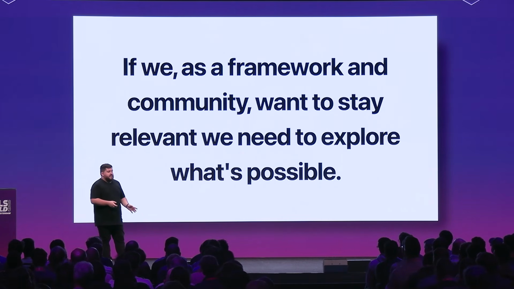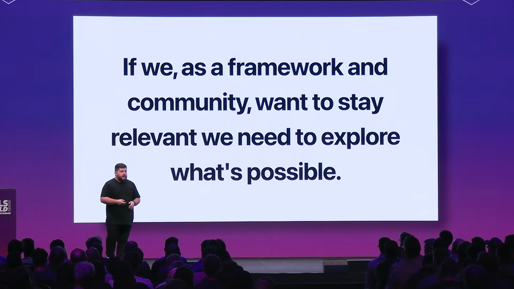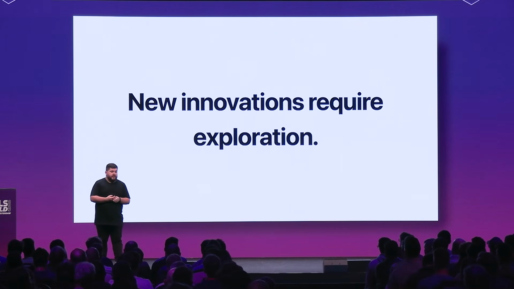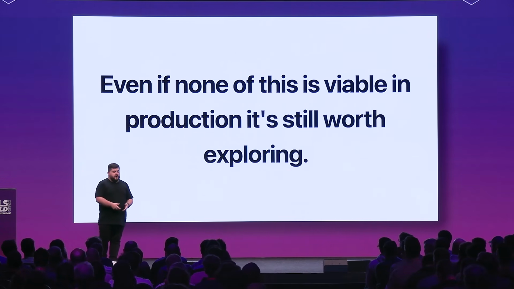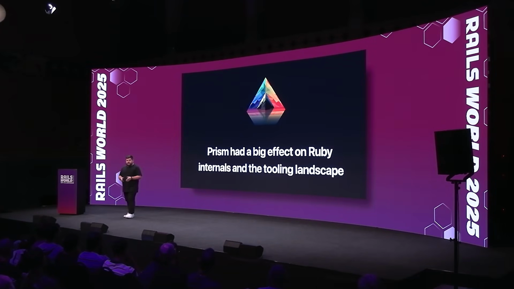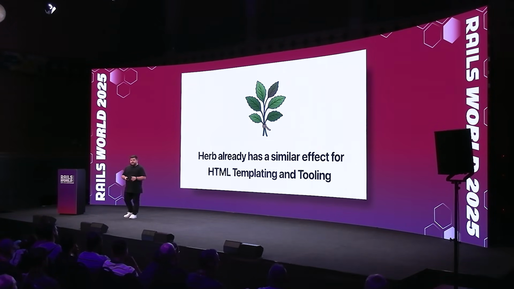But I think if we as a framework and community want to advance what we are doing, we need to explore what's possible. And new innovations require exploration. Even if none of this is actually viable in production, I think the outcome of this would be still valuable for the tooling and the ecosystem at large. So to conclude, the Prism parser had a really big effect on Ruby internals and Ruby tooling. And I think the same could be true for Herb and HTML templating and tooling as well.